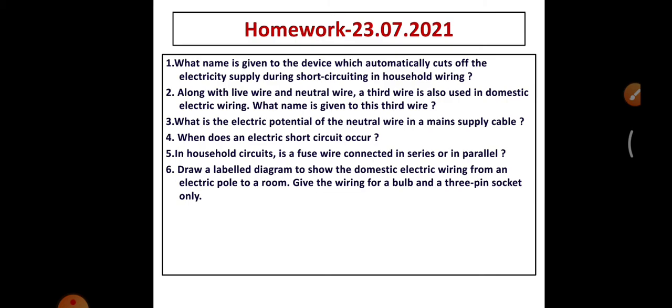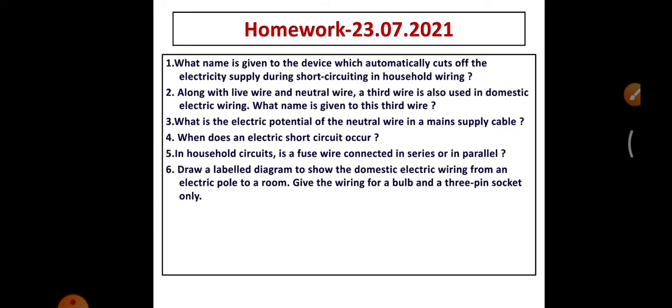And this is your homework question. The first question, what name is given to the device which automatically cuts off the electricity supply during short circuit in household wiring? And the second question, along with the live wire and the neutral wire, a third wire is also used in domestic electric wiring. What name is given to this third wire?